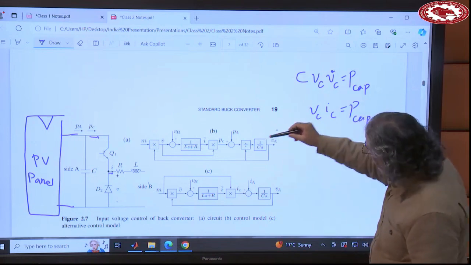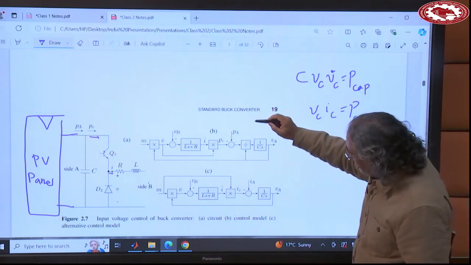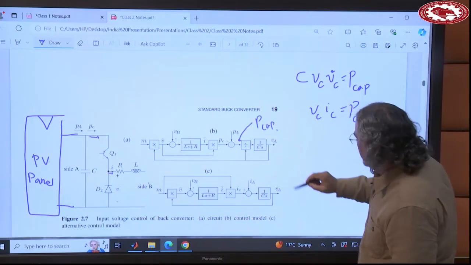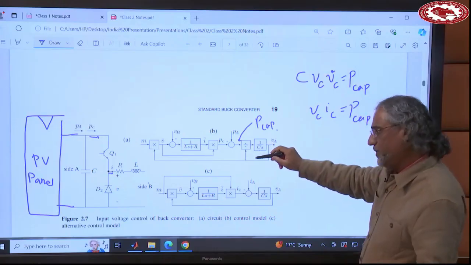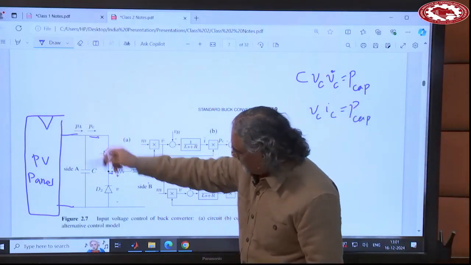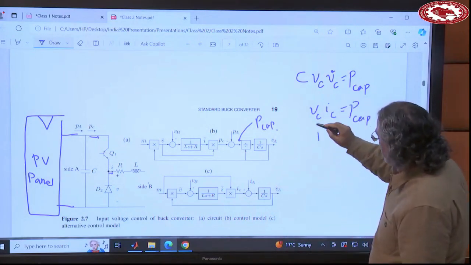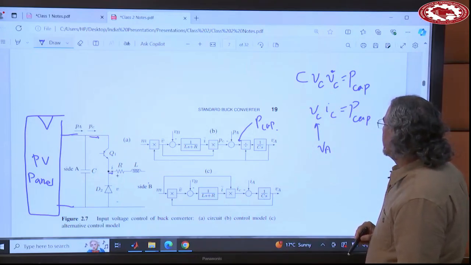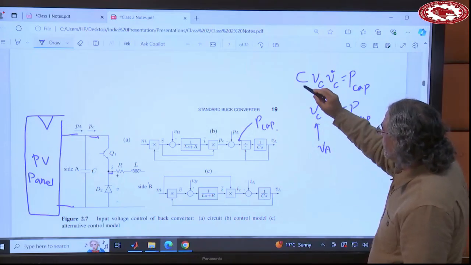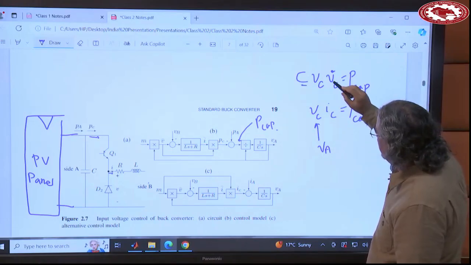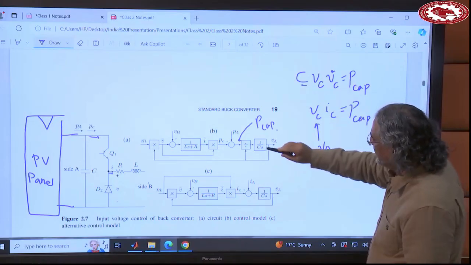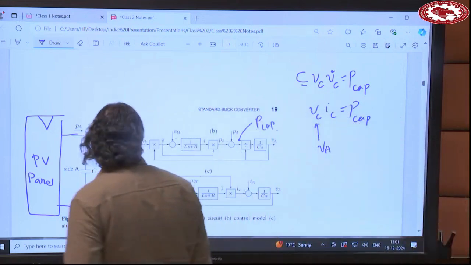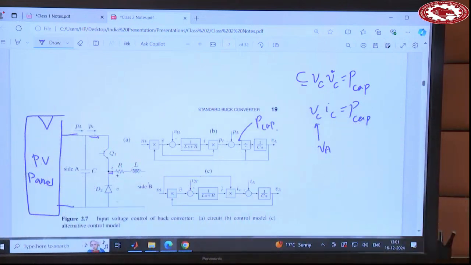So this division here means that now the power of the capacitor at this point, you divide it by VA or VC. VA and VC are the same. So you divide it by VA. And again divided by C, that becomes VC dot. Integrate that one, that becomes VC. Okay. So that is as far as power is concerned.